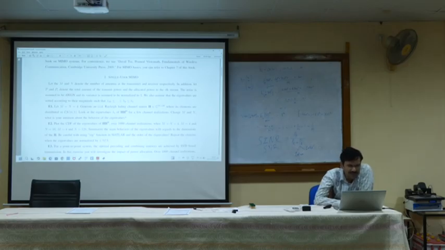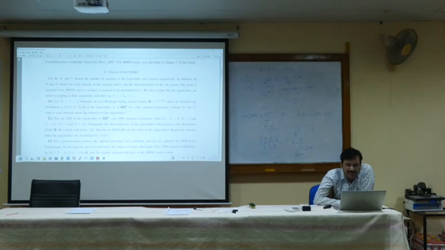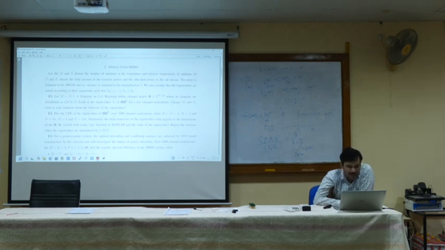So exercise 1: let M equal to N equal to 4, generate an IID Rayleigh fading channel matrix H of size N cross M, which is a complex number, and where its elements are distributed as CN(0,1), circularly symmetric complex Gaussian. Look at the eigenvalues of HH Hermitian for a few channel realizations, change the values of M and N, and see the behavior of eigenvalues.